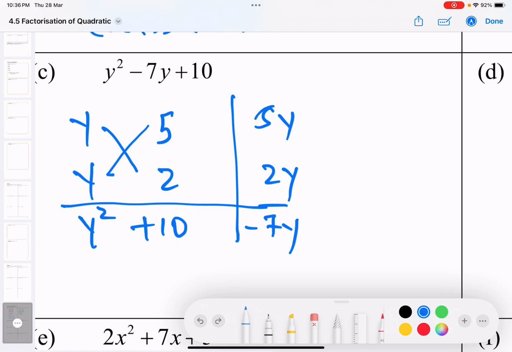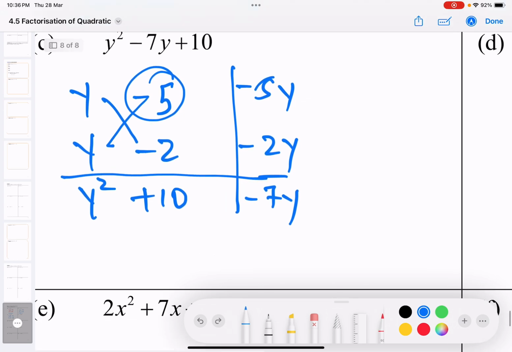How do I get negative 7? Both of them negative. So both of them negative over here. Negative times negative gives me positive. So 5 times 2 does indeed give me 10. So this is correct. My final answer, y minus 5, y minus 2.